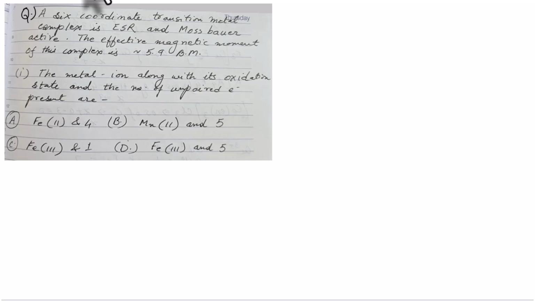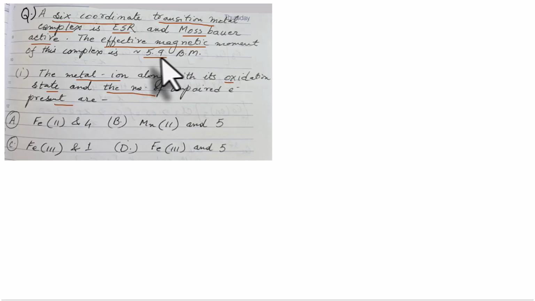So in this question, it is said that a 6-coordinate transition metal complex is ESR and Mossbauer active. The effective magnetic moment is given for this complex, which is equal to 5.9 Bohr magnetons. So the first part of the question asks that the metal ion along with its oxidation state and the number of unpaired electrons present are.